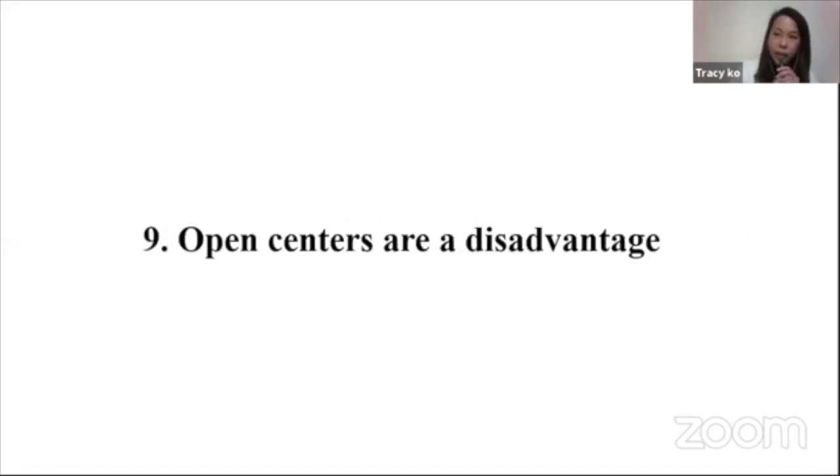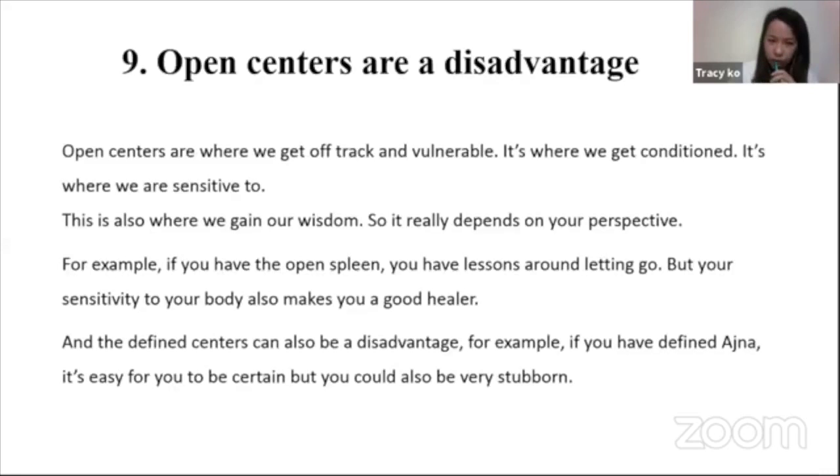So, misconception number 9, open centers are a disadvantage. This is actually another trick, because I cannot say that this is not true, but this is only half of the equation. It's true that open centers are where we get off track and vulnerable. It's where we get conditioned and where we are sensitive. But the open centers are also where we gain our wisdom. So it really depends on your perspective. For example, if you have your open spleen, your lessons will be around letting go, but your sensitivity to your body could make you a really good doctor or healer.